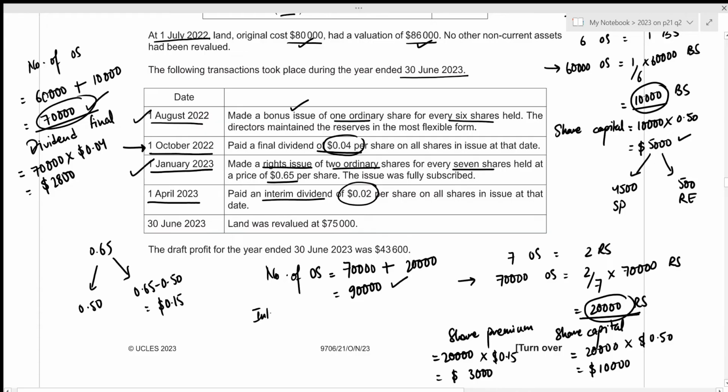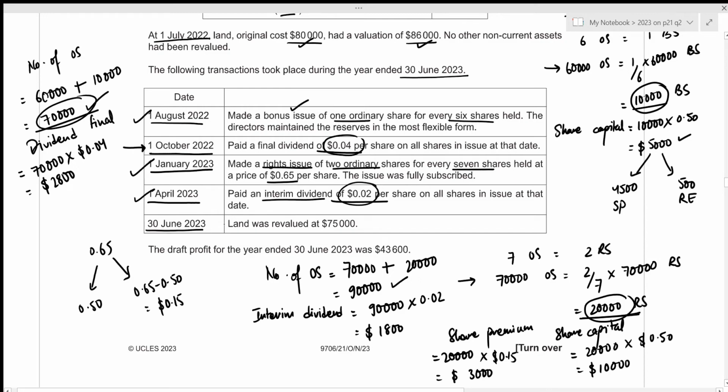So our interim dividend is just going to be the number of ordinary shares, that's 90,000, multiplied by the rate of dividend payment, which is 0.02. This gives the value of 1,800. That's the interim dividend paid. That's all for the fourth transaction.